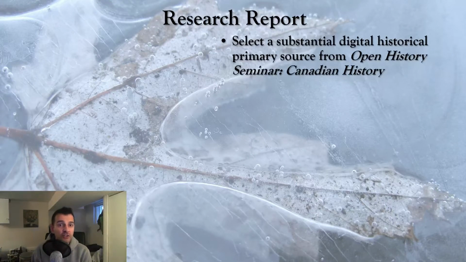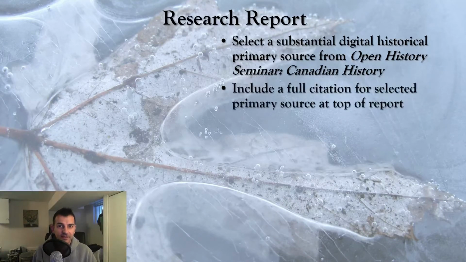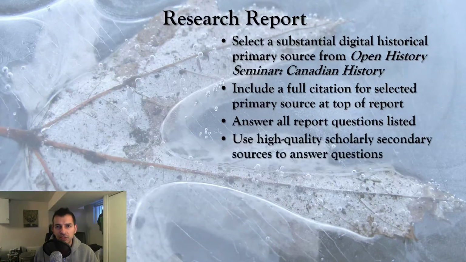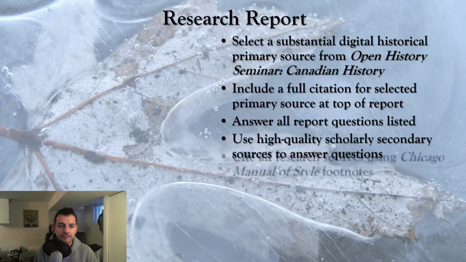This report requires you to select a substantial or substantive primary source from the tutorial reader, Open History Seminar Canadian History. You're asked to include a full citation for the selected primary source at the top of your report. The report should include answers to all of the questions that are listed in the assignment, which I'll go over in a moment. You should use high-quality scholarly secondary sources to answer those questions.